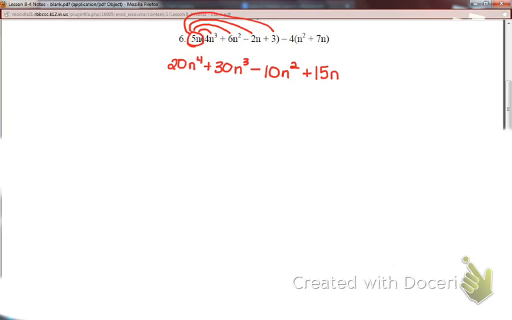All right, with the second set of parentheses, in front of that is a -4. So we are distributing a -4 to each item here. So that's going to be -4 times n squared, which is just -4n squared. So minus 4n squared. And then the -4 is going to get distributed to the 7n. So that would be a -28n.